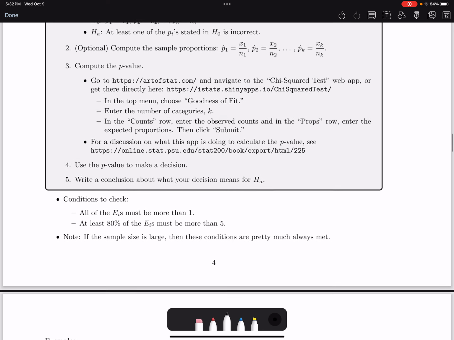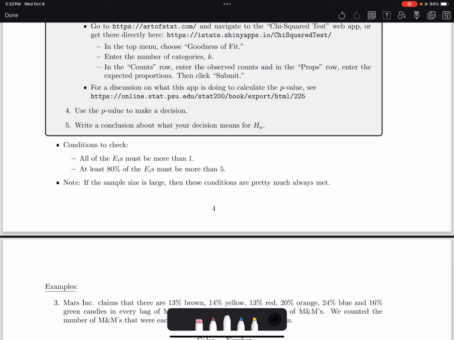Okay, conditions to check here. All of our expected values have to be more than 1, and at least 80% of our expected values need to be more than 5. Okay, so they all have to be more than 1, and at least 80% of them need to be more than 5. Now, if our sample size is large, then those conditions are pretty much going to be met. Okay, so again, not going to spend a ton of time checking conditions, but in case you encounter that in the homework or something, those are the conditions to check for this test.